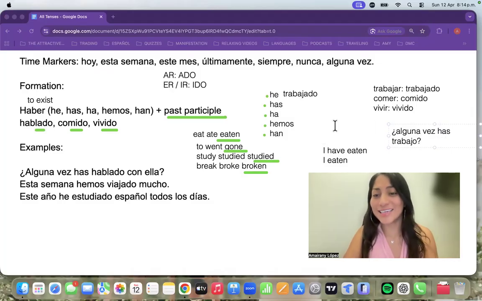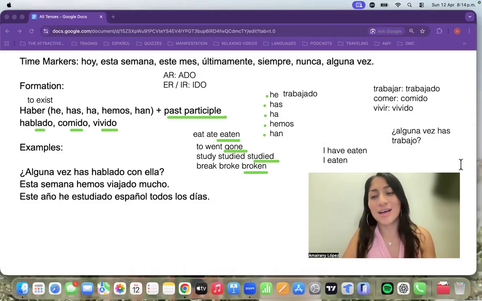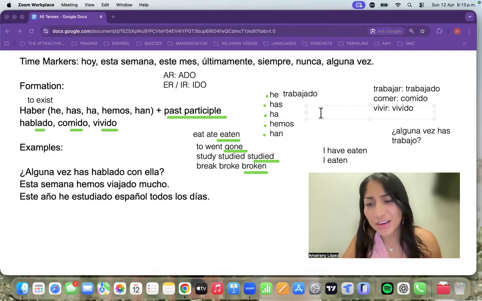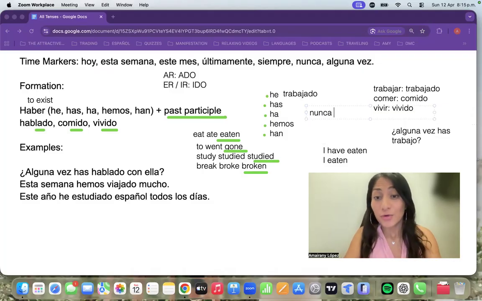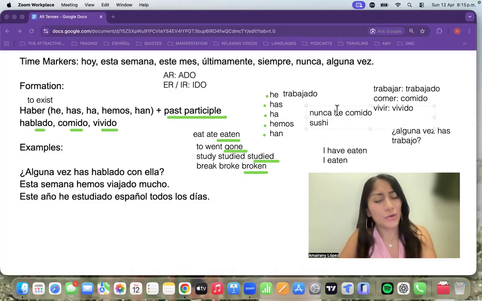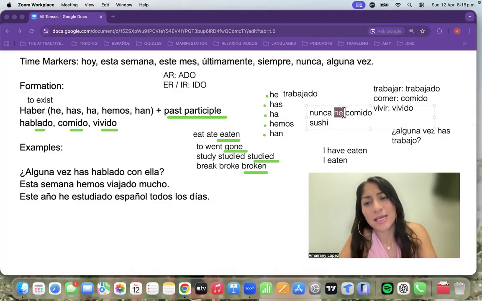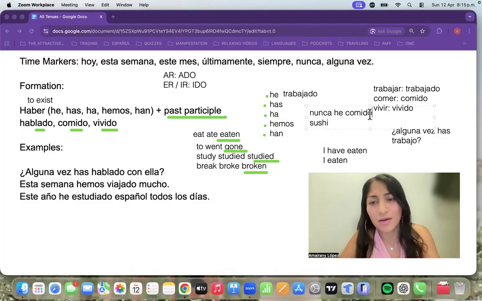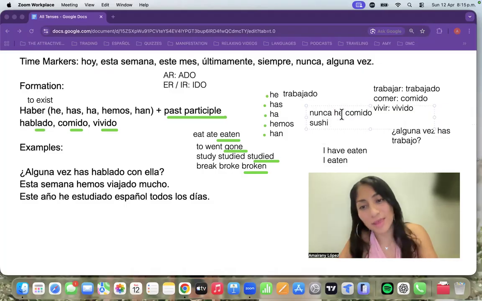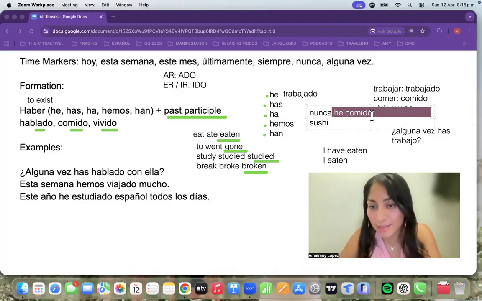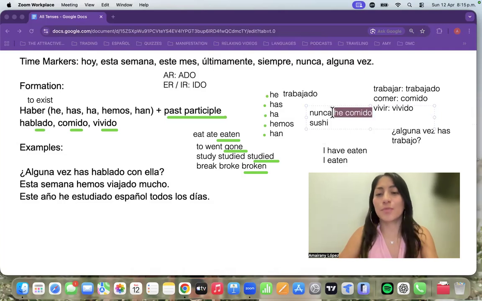Now let's use eaten. ¿Alguna vez has comido sushi? Have you ever eaten sushi? Never. I have never eaten sushi. Nunca he comido sushi. And now you might ask me, Amy, can I say comido he or he nunca comido? No, you can't. You can only put these two elements together.